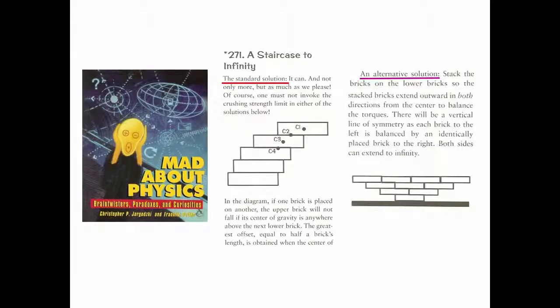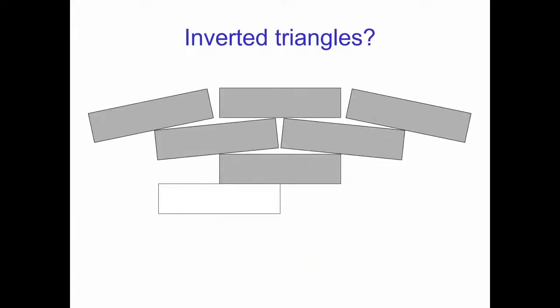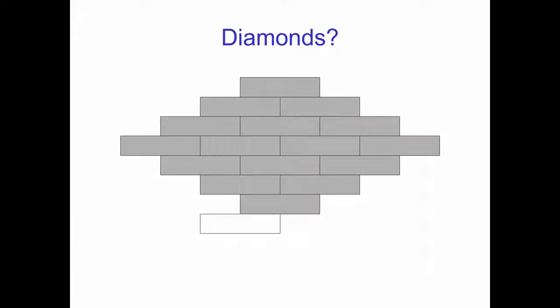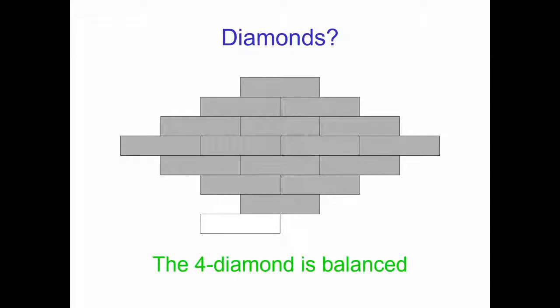And there's this otherwise nice book, Mad About Physics, that explains the classical solution and then suggests creating this kind of wall and claims that this will be stable. And more precisely, they suggest to put 2 of these to create a diamond. And indeed, the diamond is balanced. So this kind of picture is balanced.